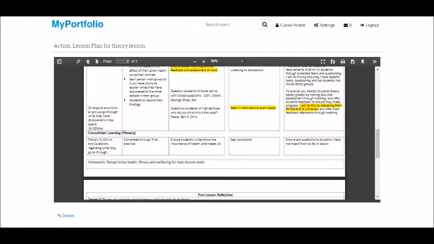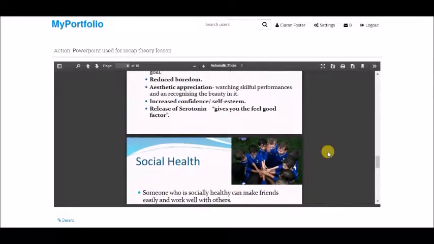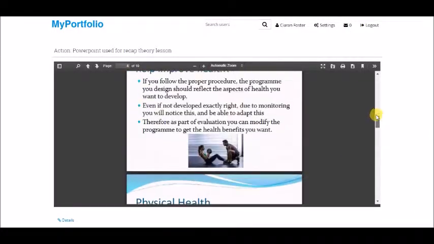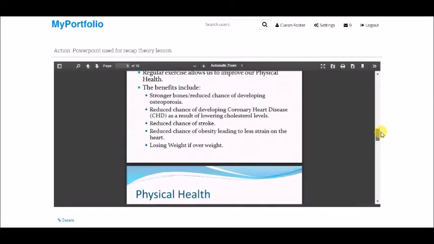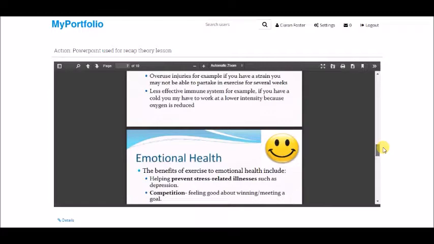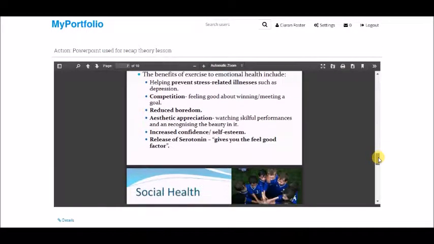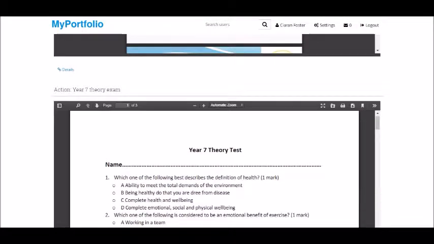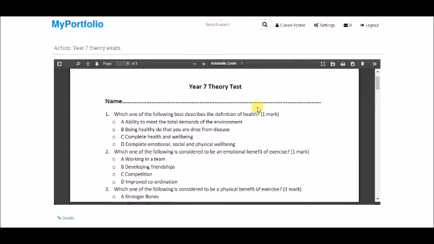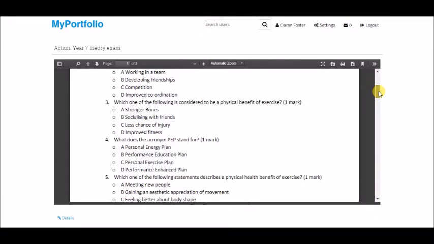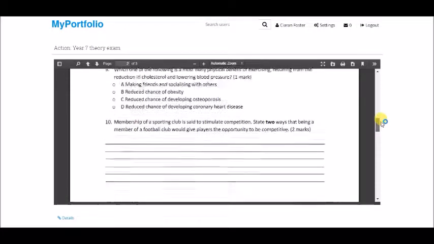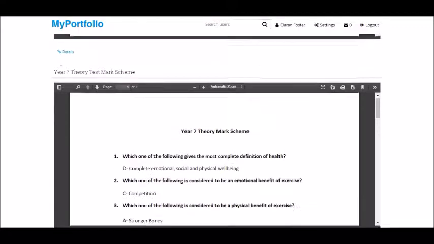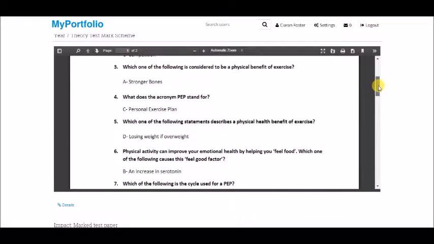Just moving on to the actual PowerPoint I used. We went through a variety of the health topics, preparing them for the exam paper, which they knew they had to sit. It's unfortunate, but it's a school-based project which they have to do, and there are a number of school policies to follow. So here was the Year 7 test, which I actually made, and I sent this out to a number of the teachers because I was in charge of creating the Year 7 one, and I also created the mark scheme for this.